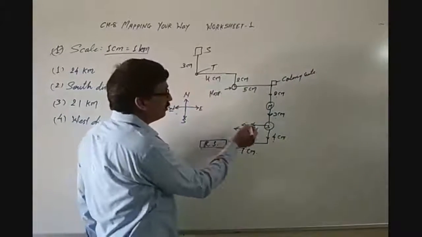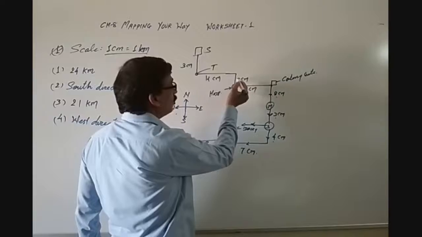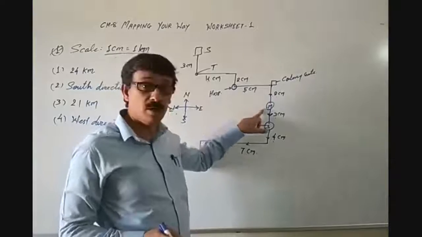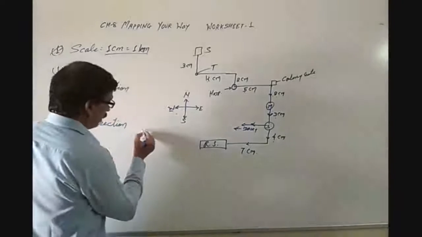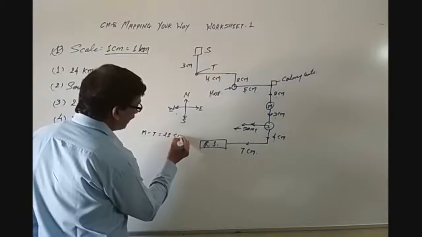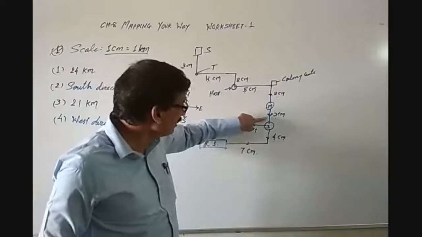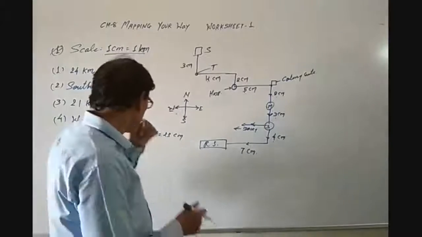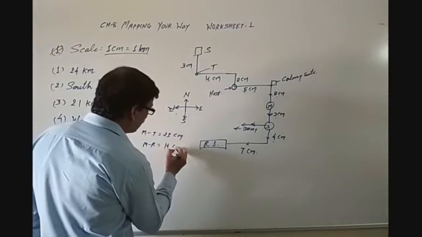So distance between mall, 7 plus 2, 9 plus 14. The distance between temple and mall is 23 centimeter. Distance between mall to temple is 23 centimeter. Now let's find out the distance between mall and railway station. See, 3 centimeter plus 4, 7 plus 7, 14 centimeter, isn't it? So distance between mall and railway station is equal to 14 centimeter.